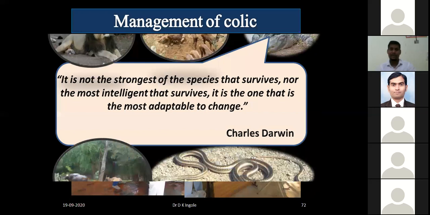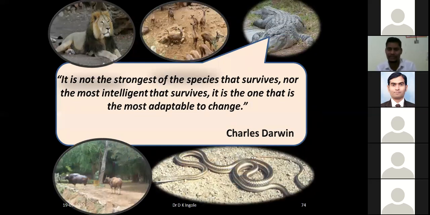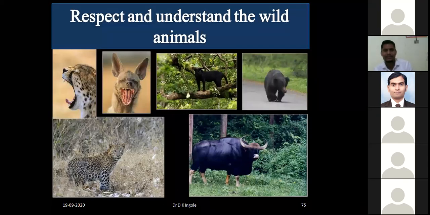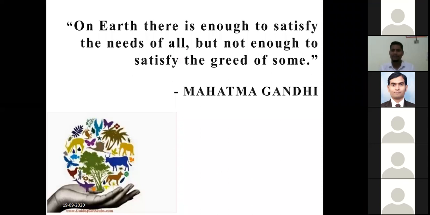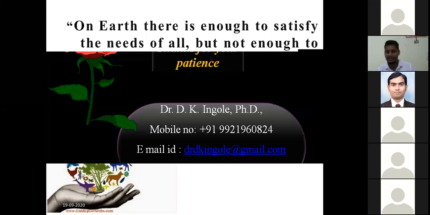It is not the strongest of the species that survives, nor the most intelligent that survives. It is the one that is the most adaptive to change, by Darwin. So respect and understand the wild animals. On this earth, there is enough to satisfy the need of all, but not enough to satisfy the greed of anyone. It is said by our Rashtrapita Mahatma Gandhi.